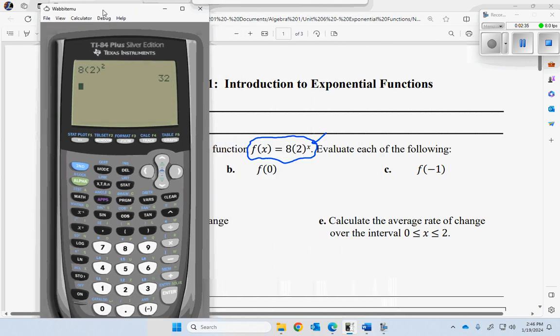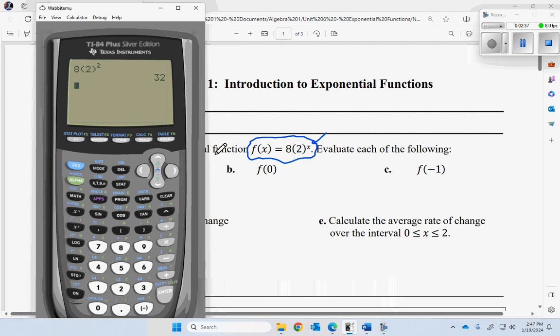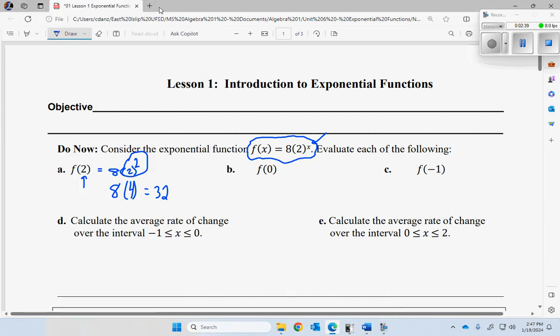So let's do B and C. And again, I would wish you could do it without your calculator, but of course I want you to know the buttons to push on your calculator. So 8 times 2 to the 0 power. Hopefully you remember that anything to the 0 power is 1. So I really have to do 8 times 1, so the answer is 8.